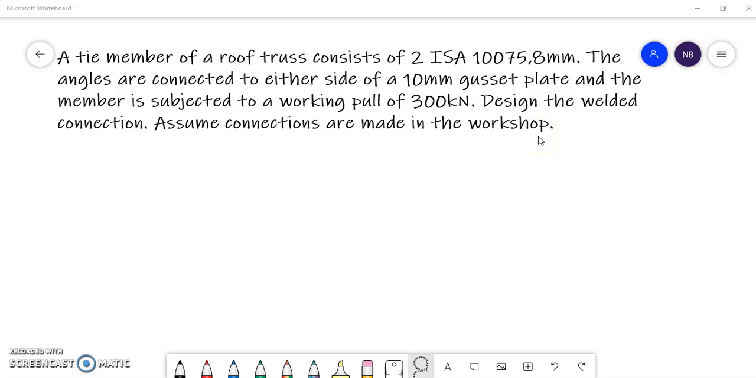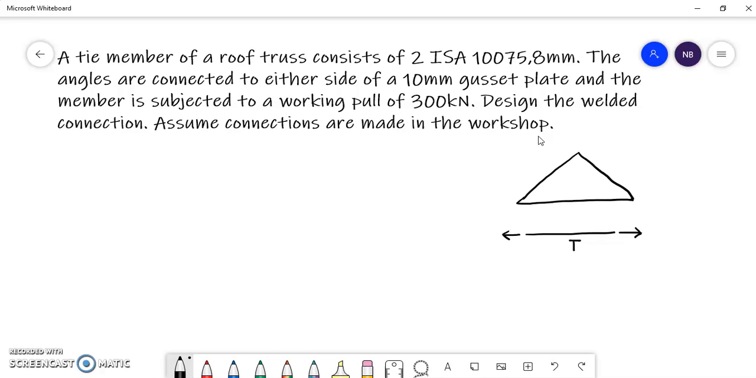Hi everyone, in this lecture we are going to design a tie member of a roof truss. Given a roof truss, the member of the truss which undergoes tension, that means it is undergoing a pull like this, is called a tension member or a tie member of the roof truss.